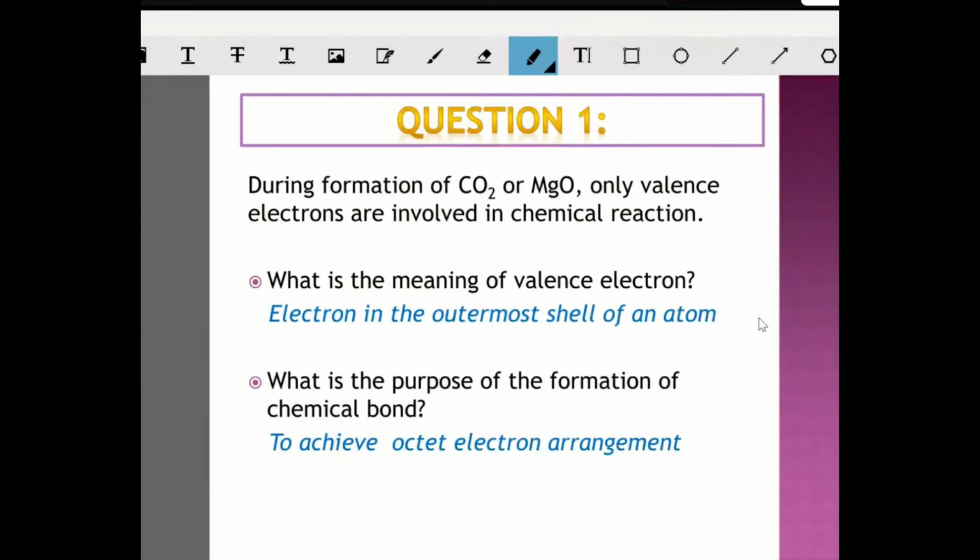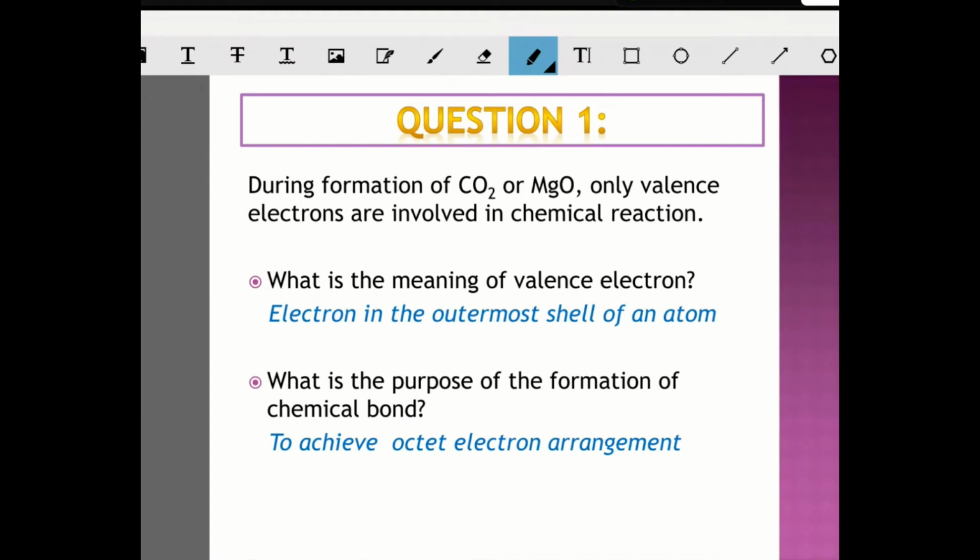So I don't do any animation so far ever. So we just go through the questions together and then why they want to answer this way. Question number one that I choose is a past year question. I chose it because I found out that the majority of students have problems answering this type of question. And maybe sometimes we just overlook this very simple question.